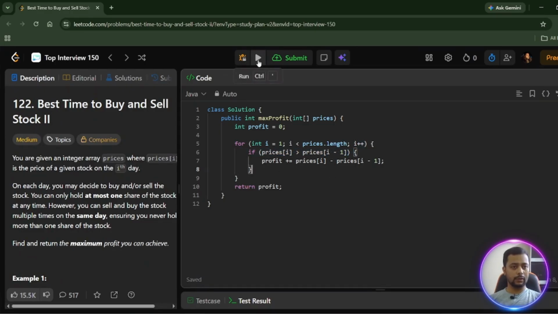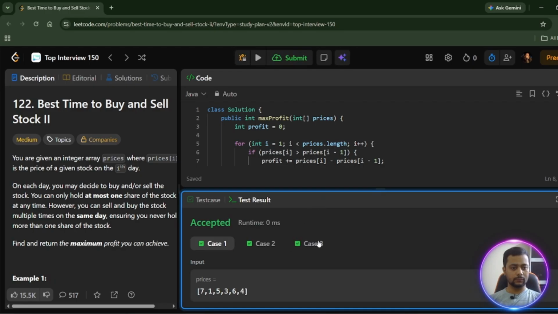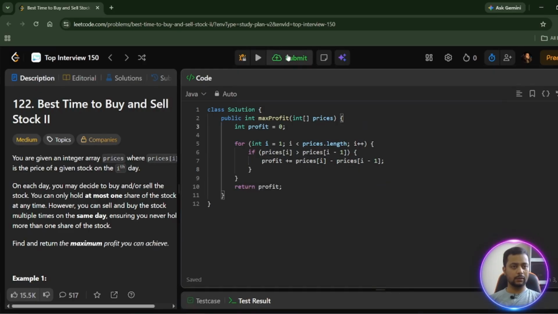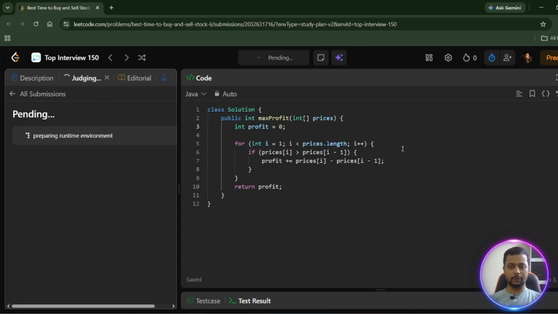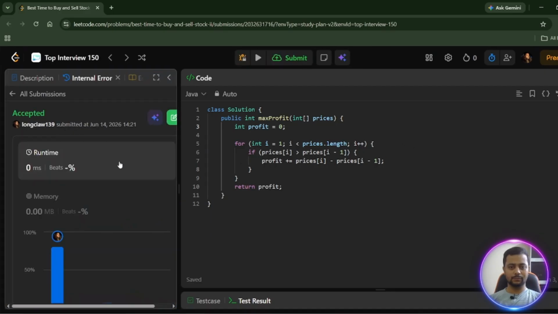So let's first see if the base test cases pass. Great. So all the base test cases are passing. Now let's see if our complete submission also works. Great. So all our test cases are passing.